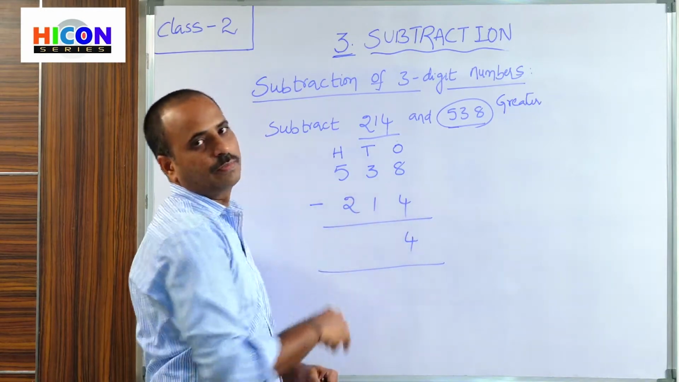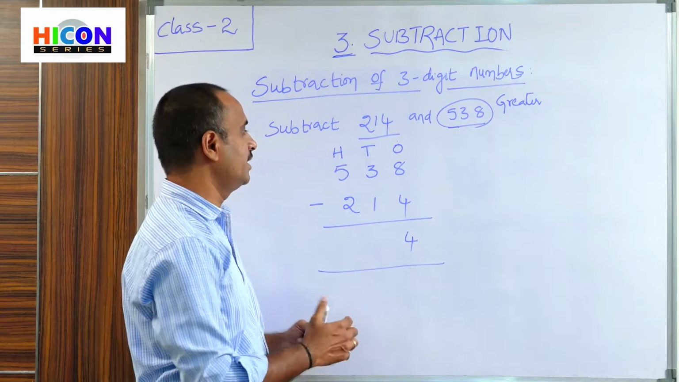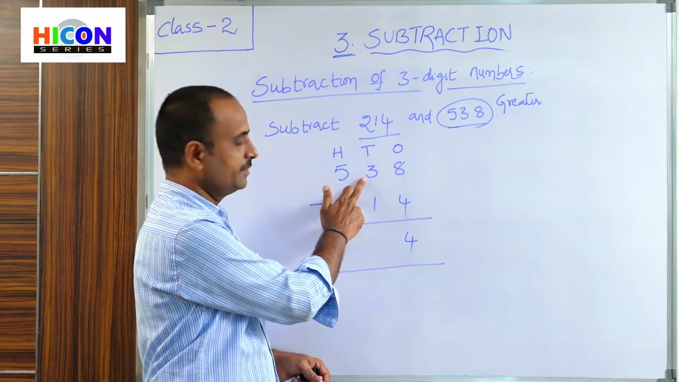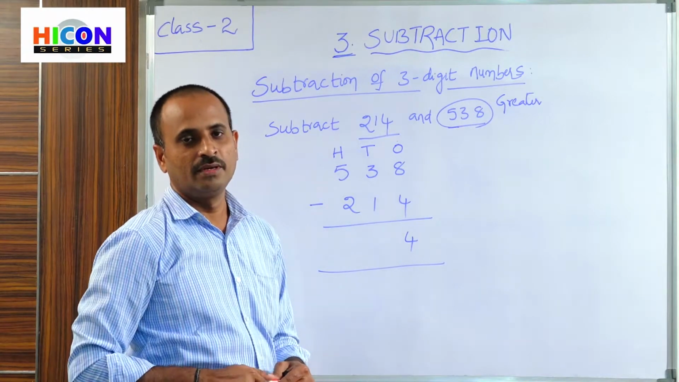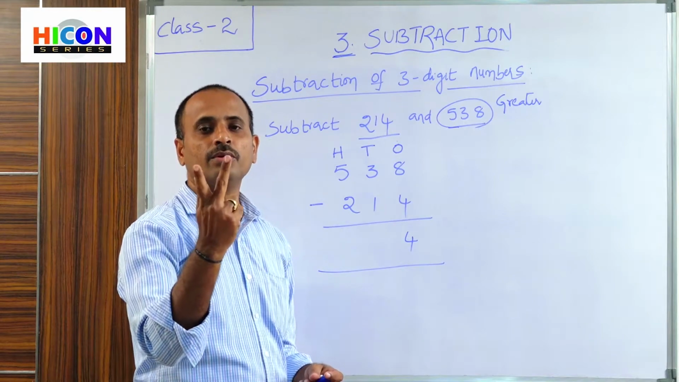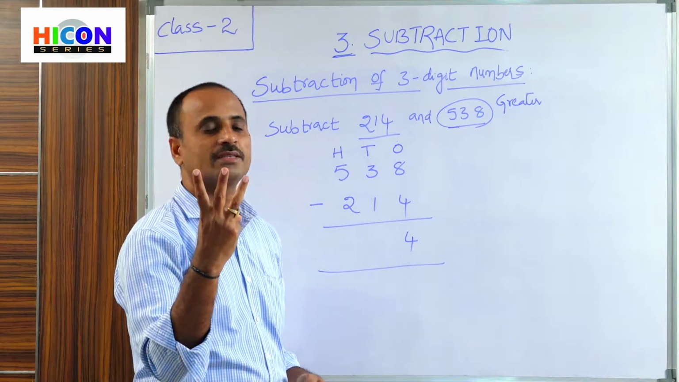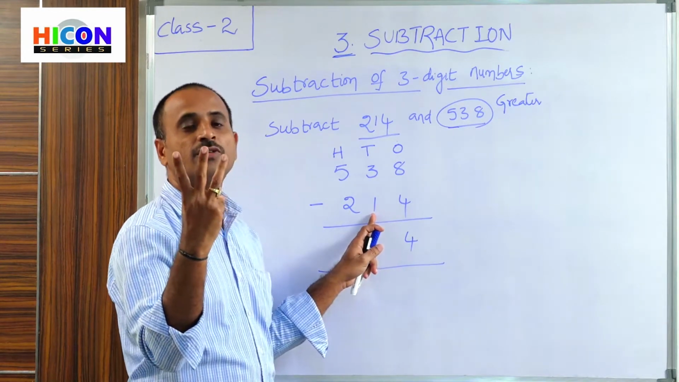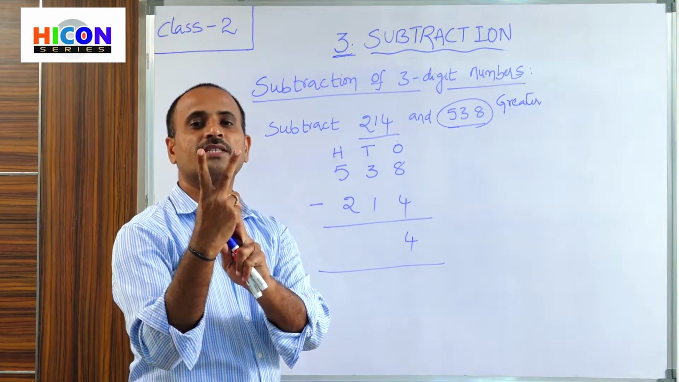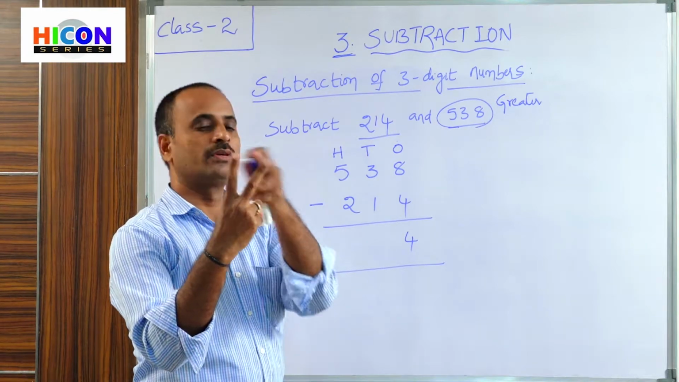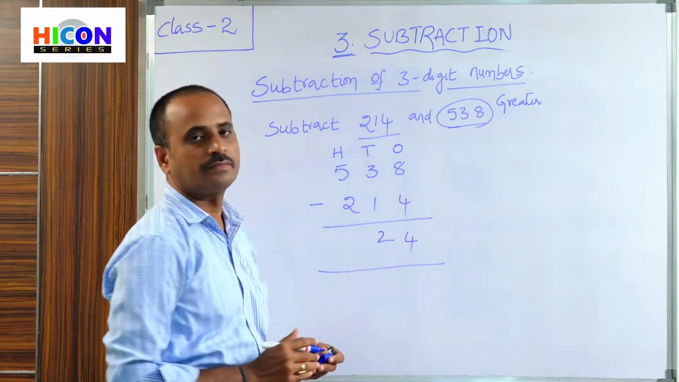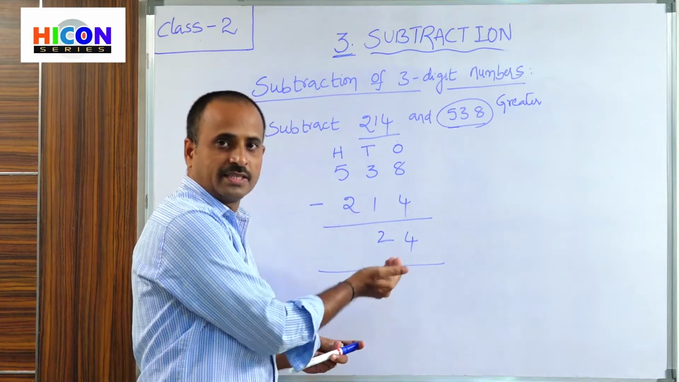Now go to the tens place. Subtract the digits present in the tens place. What are the digits present in the tens place? The first digit is 3 and the second digit is 1. So open 3 fingers of your hand. That is 1, 2, 3. What is the second digit? 1. So close 1 finger among the 3 fingers. How many fingers are left? 1, 2. So the answer is 2. Write 2 under the tens place. So the tens place is completed.